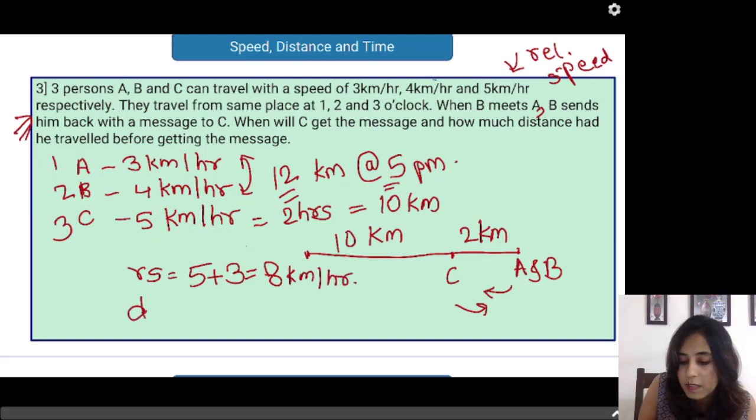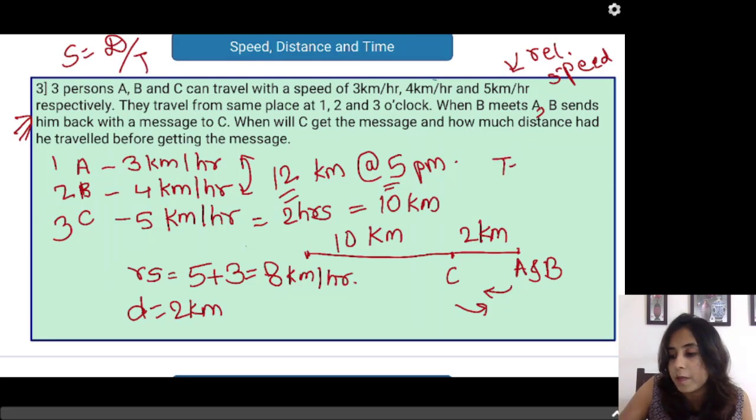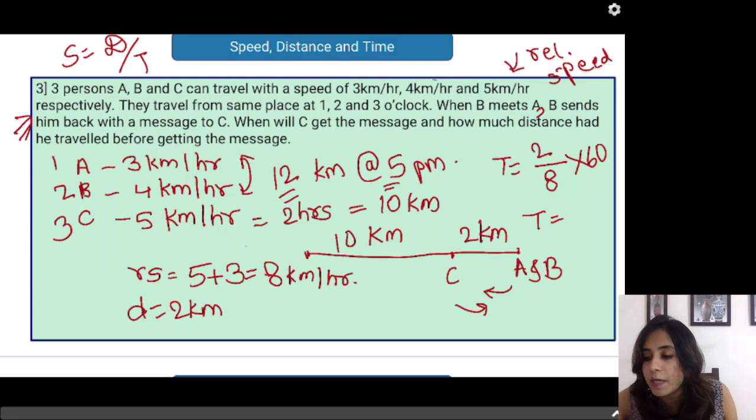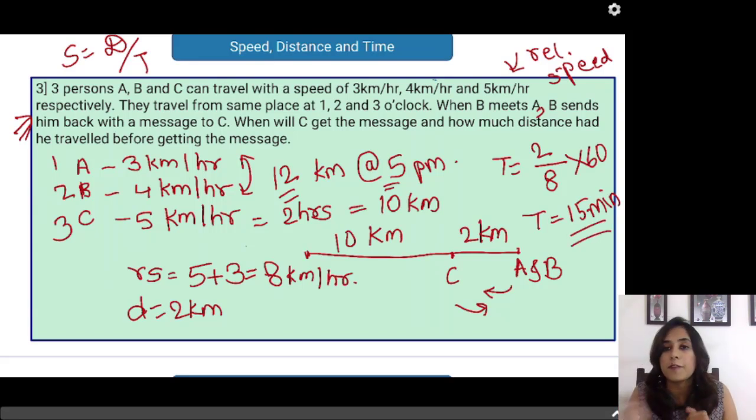And now the distance that is traveled is 2 kilometers. So speed equals distance upon time. So I have to find out the time when both of them are going to meet. So time is going to be distance upon the relative speed, which is 8. I'm going to multiply this by 60 because this comes out as a fraction, 1 by 4, and I have to find out the time in minutes. So I get 15 minutes. So after A leaves, after 15 minutes, A is going to meet C.